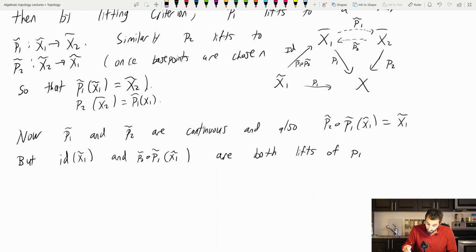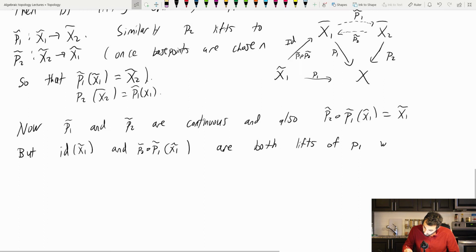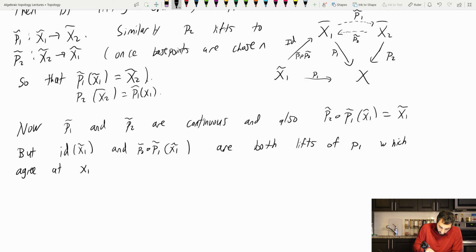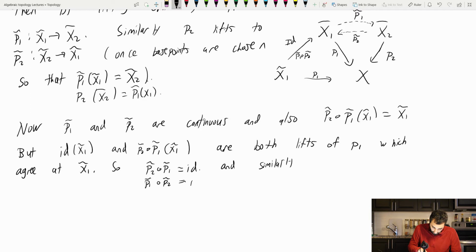Moreover, sorry about all the movement, which agree at X1 twiddle. And remember, if two lifts agree at even a single point they're the same lift. So P2 twiddle composed with P1 twiddle is equal to the identity map. And similarly, P1 twiddle composed with P2 twiddle is equal to the identity map. So P1 twiddle and P2 twiddle are inverse homeomorphisms.